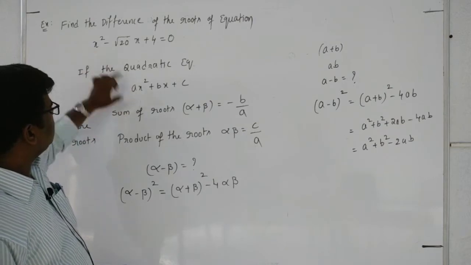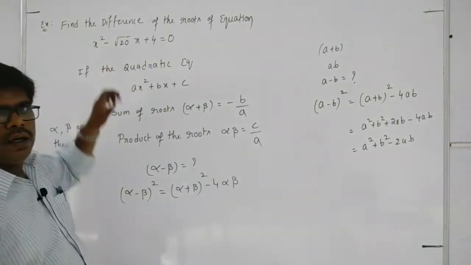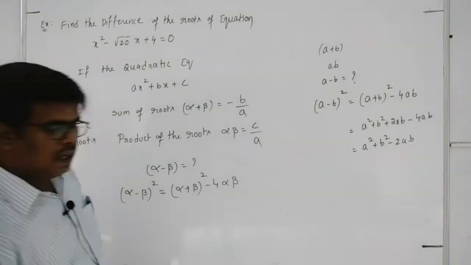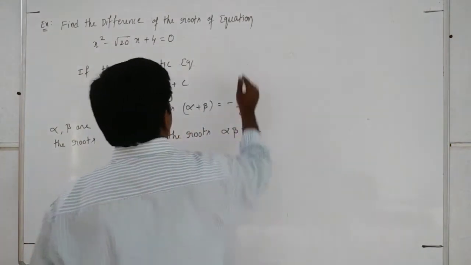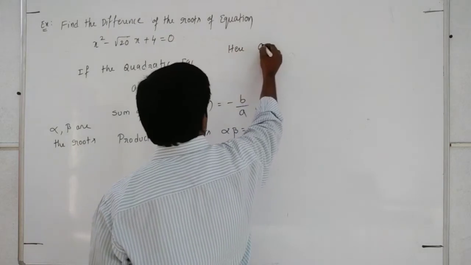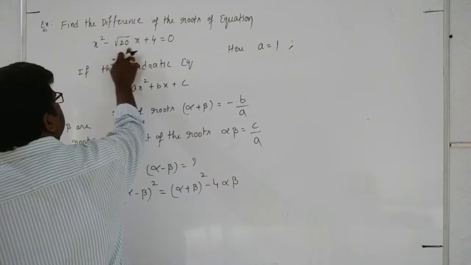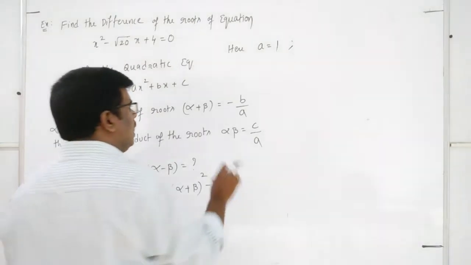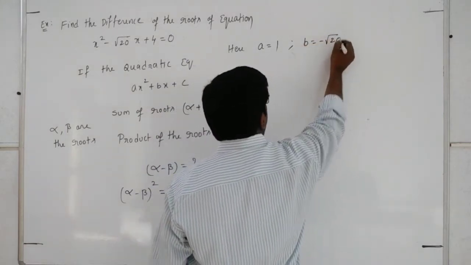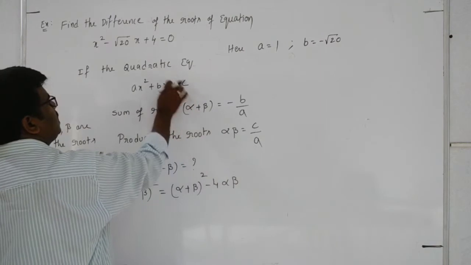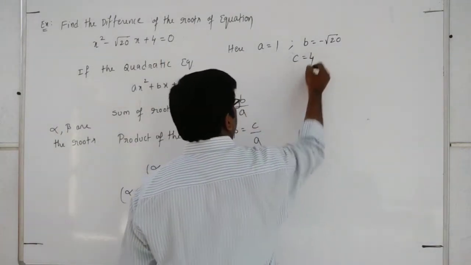Comparing these equations, what is a? It is the x square coefficient. What is the x square coefficient in this expression? 1. So I can write a equal to 1. And the x coefficient is minus root 20. The x coefficient means b, so b is minus root 20. Next, the constant c is 4. Constant c equal to 4.